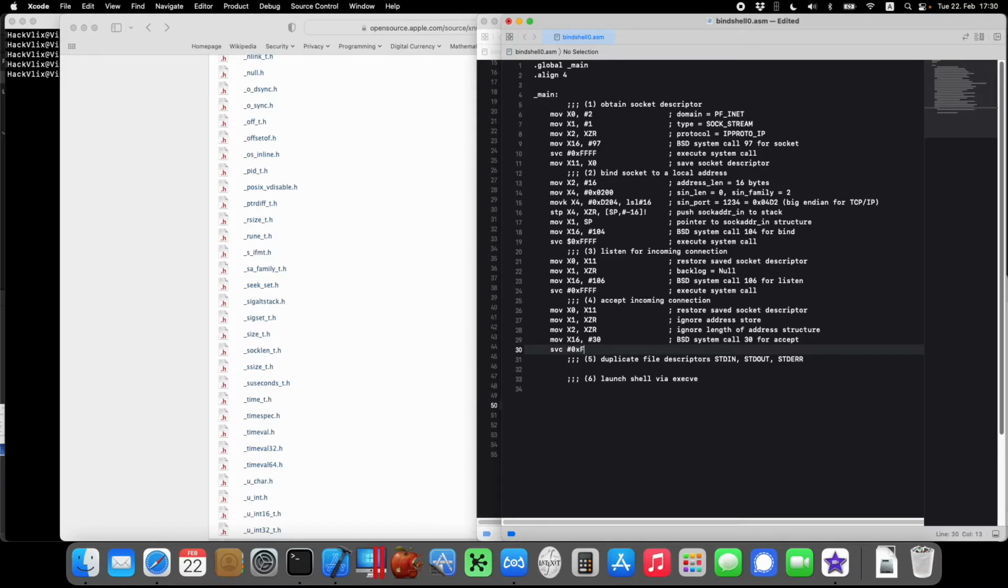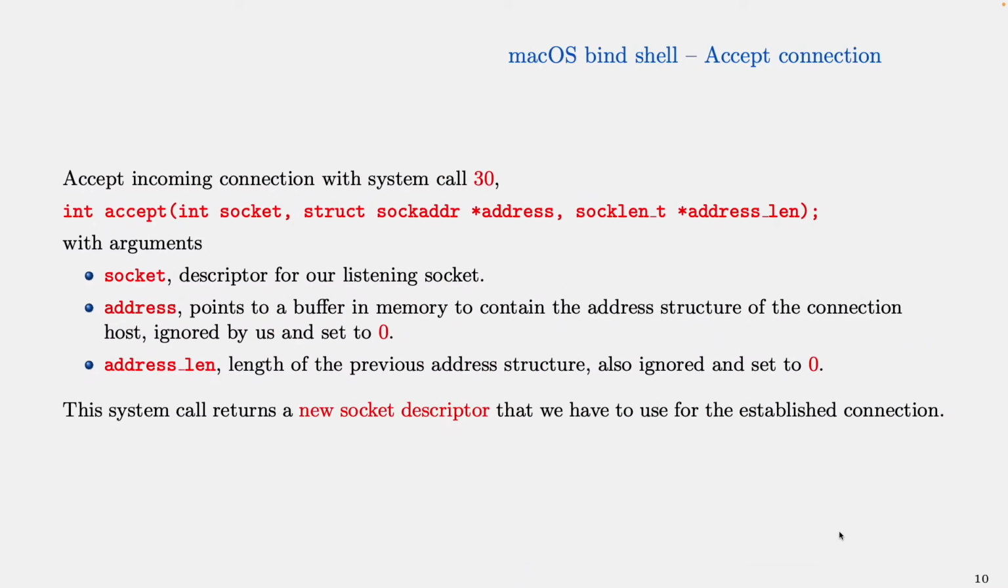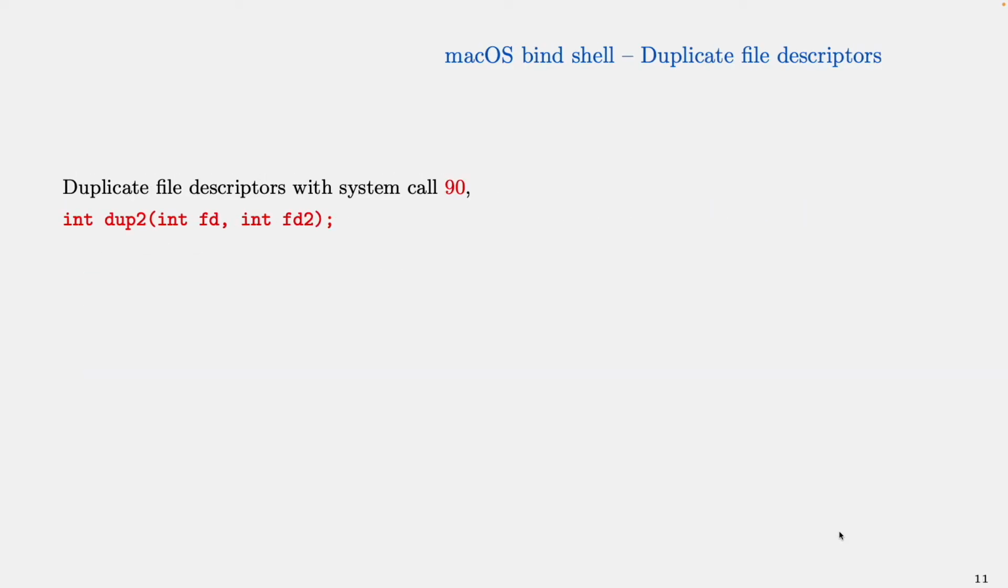We execute our system call with a supervisor call. And the return value in x0 will be the new socket descriptor. So we save that one again, this time in register x12. And as I said, from now on we will only be using this new socket descriptor. Next, we want to make sure that input and output are redirected to our new socket. And to do this, we use the dup2 system call number 90.